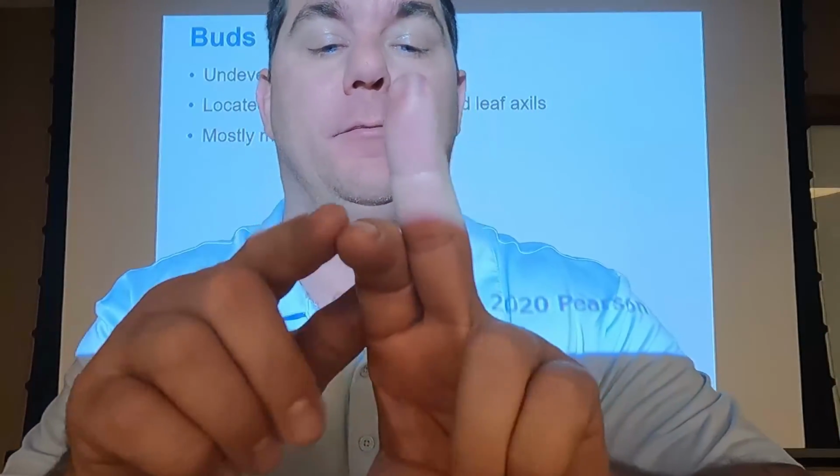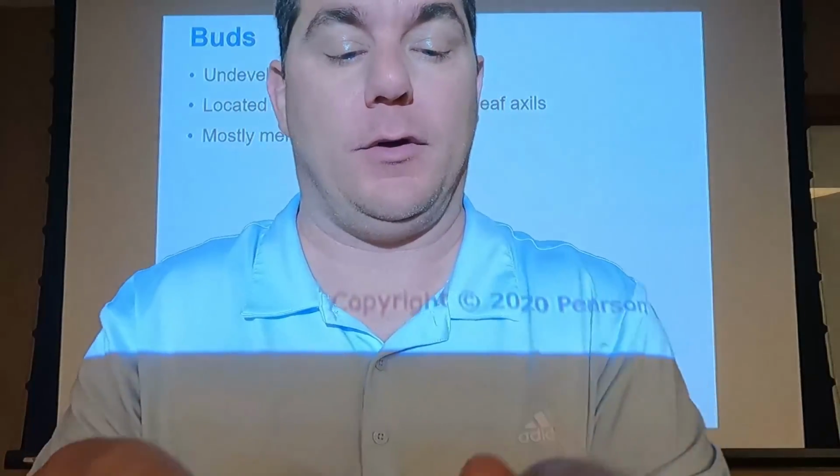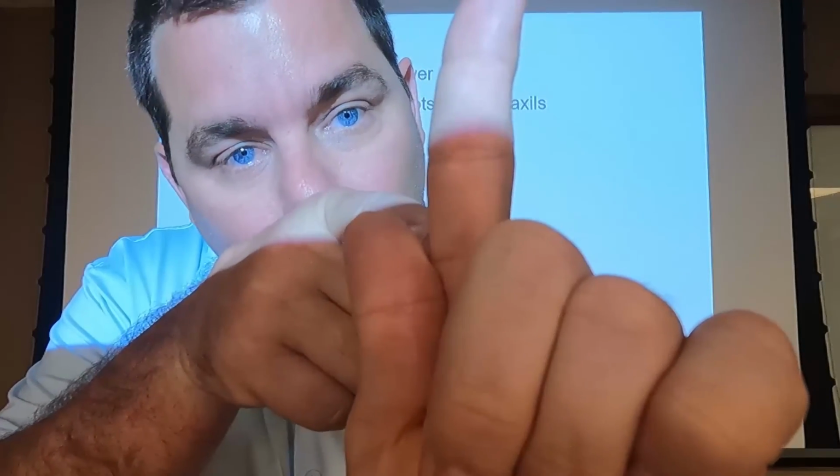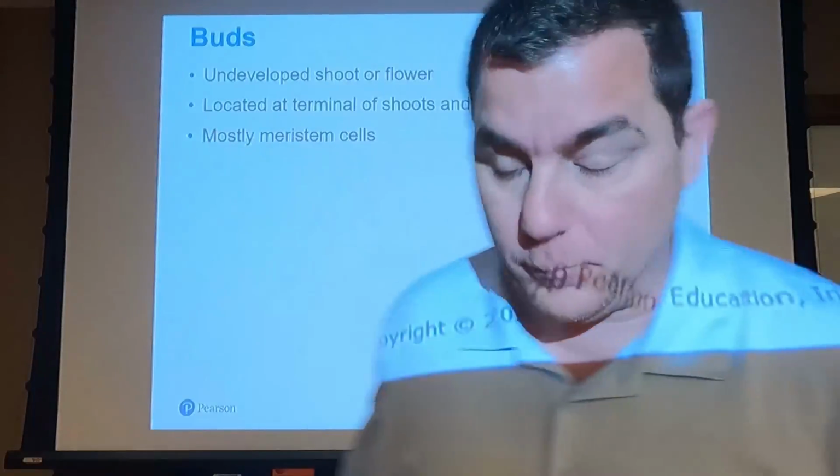I need another hand is what I need. How about this? I need to quit using that one. All right, so here we go. We have the shoot, and then where the leaf is going to form, the bud is actually like right there. All right.